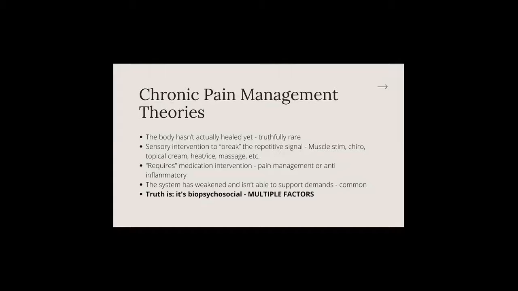What a lot of clinicians try to do is break the sensory loop that occurs to help move past it. So we use things like muscle stim. Chiropractors use their adjustments where you get that joint reset. Topical creams where you put it on and it's an irritant and it heats or warms sends the signal of heating or warming the tissue. Heat, ice, massage, things like that are meant to break that repetitive cycle and introduce another stimuli.